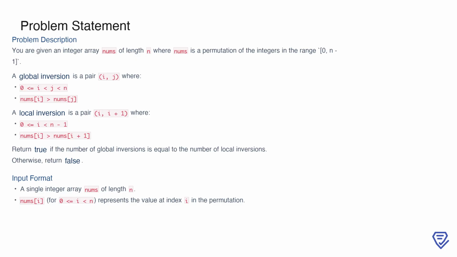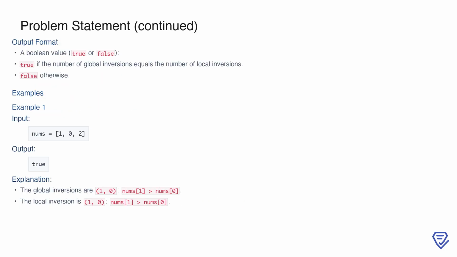The goal is to determine whether the total number of global inversions is equal to the total number of local inversions. If they are equal, we return true, otherwise, we return false. The output of the problem is a Boolean value, either true or false. It is true if the total number of global inversions is exactly equal to the total number of local inversions, and false otherwise. Let's look at some examples to clarify this further.